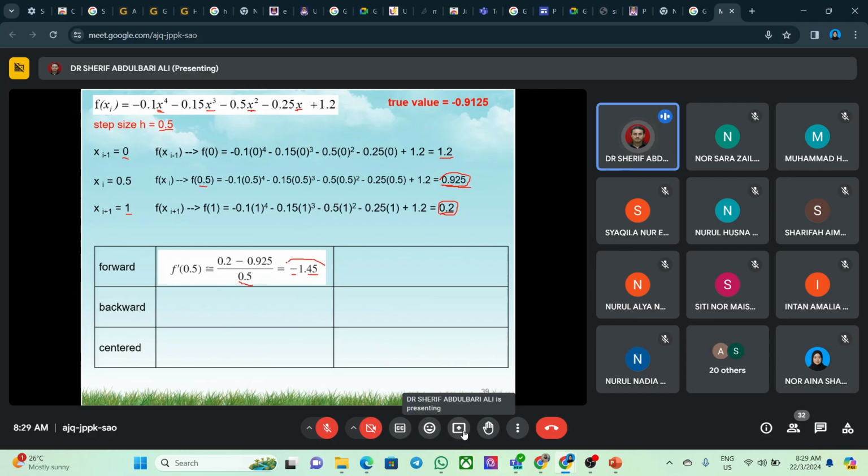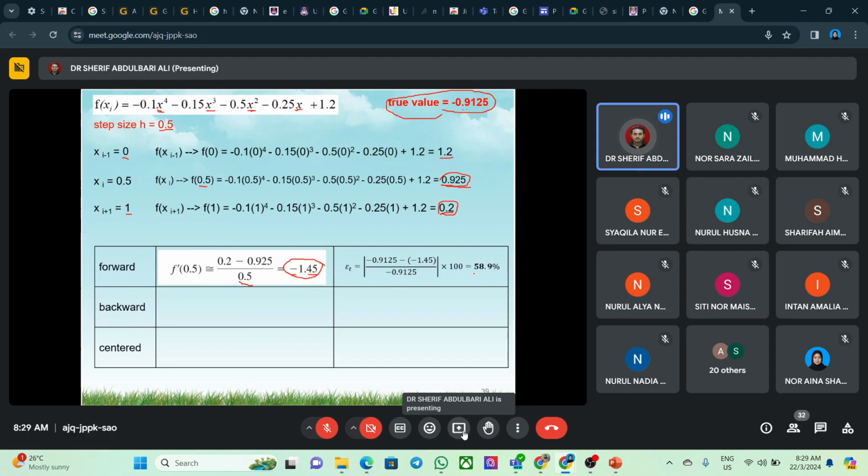When we look at this answer compared to the true value, it's too far from the true value. It's not even matching, so the error is going to be huge. Now I can calculate the error: true value minus this result over the true value. So the answer is 58.9%. The error is 58.9%.